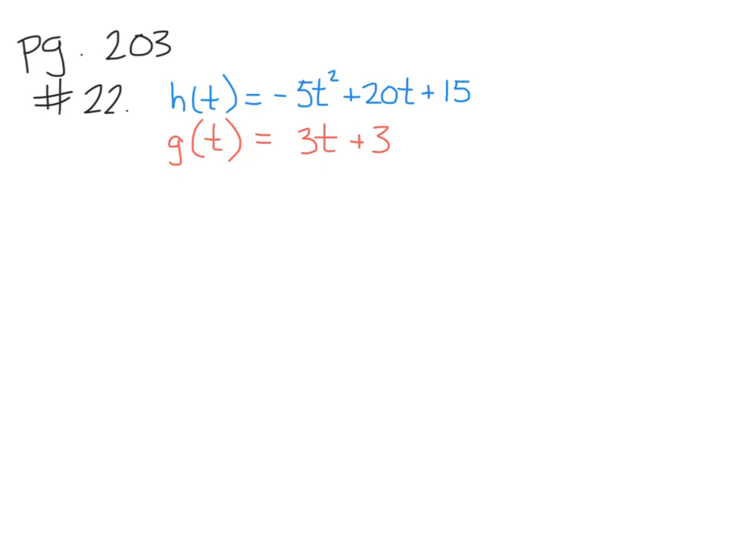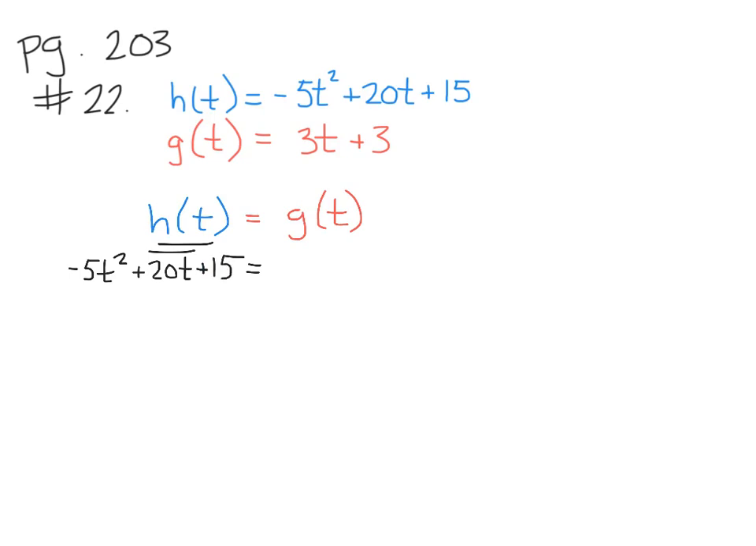So when will the height of the baseball, h at t, be the exact same as the height of the paintball gun BB pellet, I guess? So when will these two things be the exact same? Okay, so we're going to try to figure out when those two things are the same. So I already know the formula for h at t. It's up there. It's negative 5t squared plus 20t plus 15. And I'm trying to figure out when is that equal to g at t. We know the formula for g at t is just 3t plus 3. So when are those two things equal?